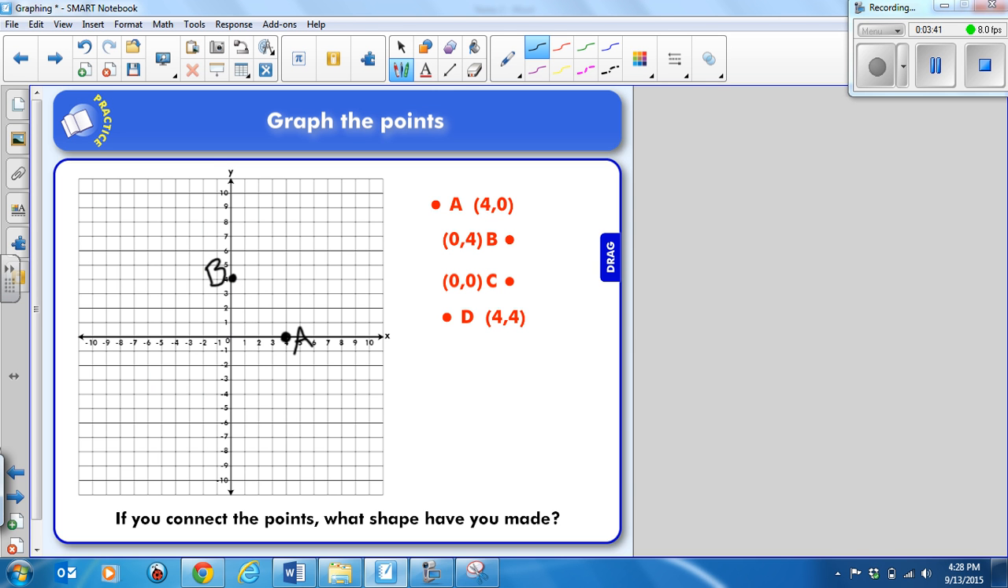Next we're going to do 0, 0. That means we don't go anywhere. So that's a C. And then we're going to go 4, 4. So we go over 4, up 4. And that is our point D. Okay, and then if we connect the dots, what shape do we have? You should have a square.